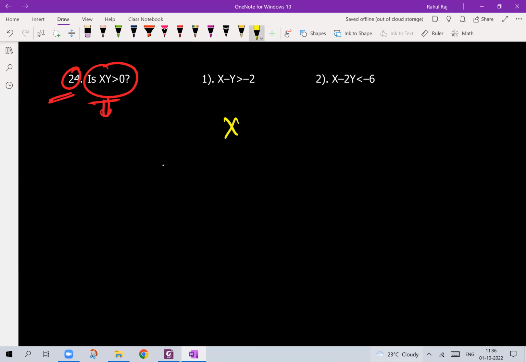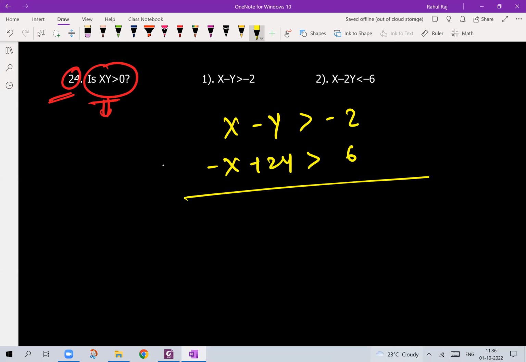So statement number 1 says what? X minus y is greater than negative 2. Now statement 2 says x minus 2y is less than negative 6. If I multiply by negative in statement number 2, what happens? Negative x plus 2y greater than 6. If I now add these, what happens? Y greater than 4.